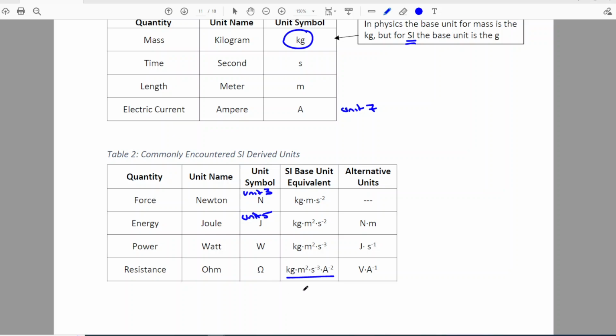So these are derived units from equivalent SI units, but we will deal with those later. They're just kind of good to mention in a video at some point.